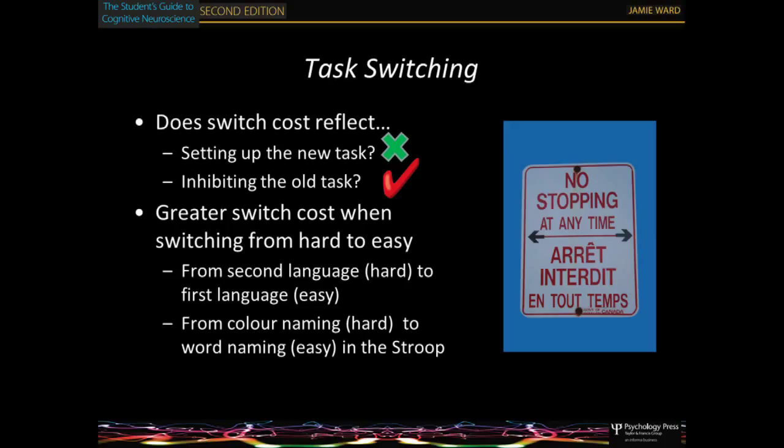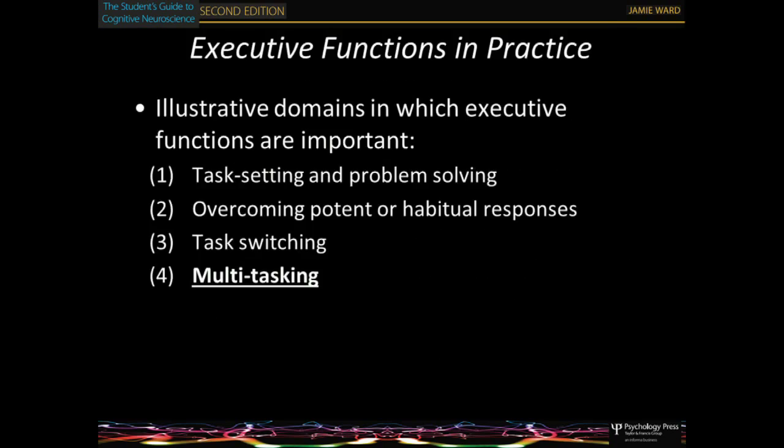And similarly, to go from the colour naming version of the Stroop, the harder one, it's harder to go from colour naming to word naming than vice versa. Because doing the hard task, you have to push the hard task down, if you will. That's the direction in which it goes.